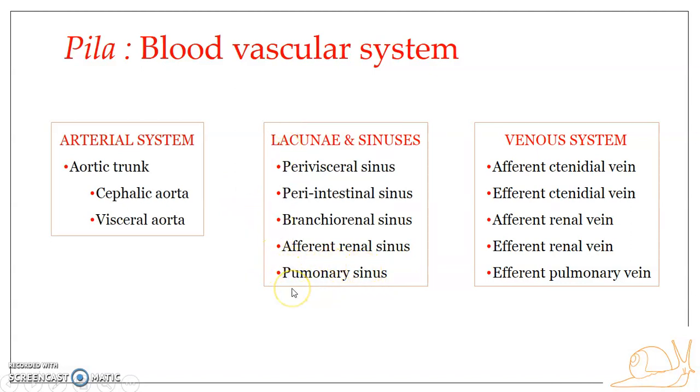And here oxygenation takes place. The oxygenated blood from the pulmonary sinus is carried to the auricle through the efferent pulmonary vein. Okay, so that is about the lacunae and sinuses.